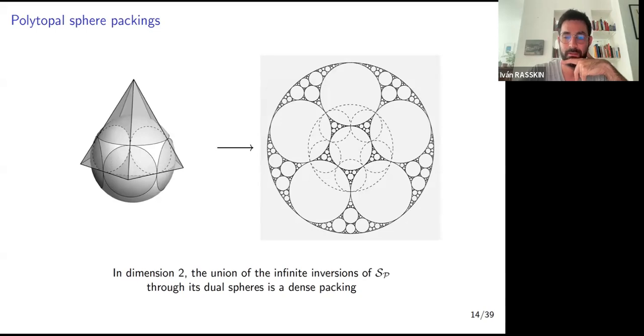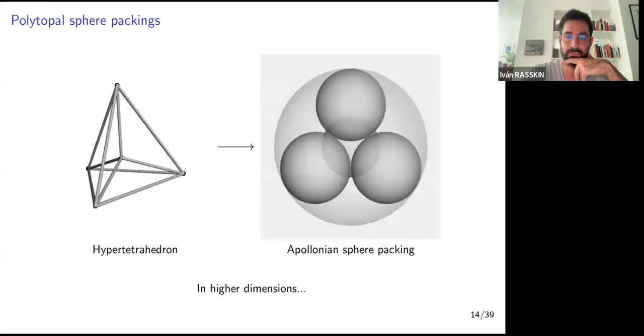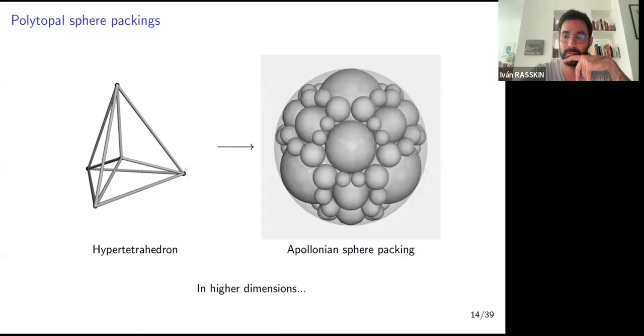What happens in higher dimension? If we start from, for example, a hypertetrahedron, which we can realize with every edge tangent to the sphere, when we project from this fourth dimension, we get something in 3D. So we get a collection of spheres in 3D. And when we reflect through the dual spheres, we get something that is also a sphere packing. It's actually called the Apollonian sphere packing.